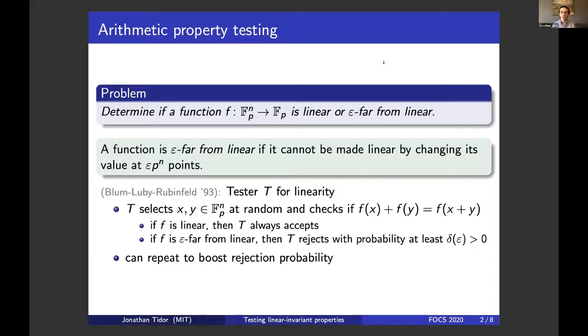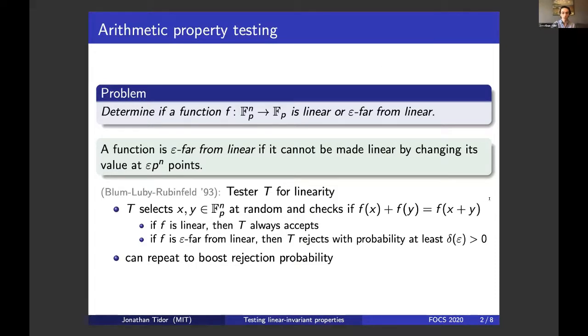But the important property which makes this tester work is that if f is epsilon far from linear, then the tester rejects, that is, this equation fails to hold with some positive probability delta, which depends on epsilon, but critically does not depend on n, the size of the vector space. So given this tester, you can repeat this test to boost the rejection probability up to, say, 2/3 or something. But the number of queries you need to make to do this test still only depends on epsilon.